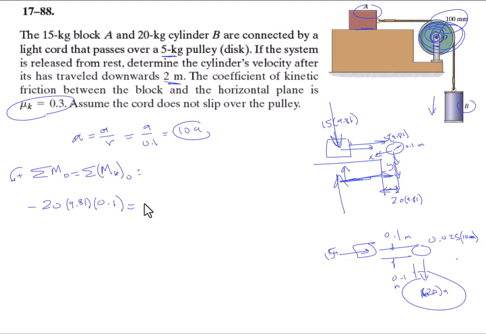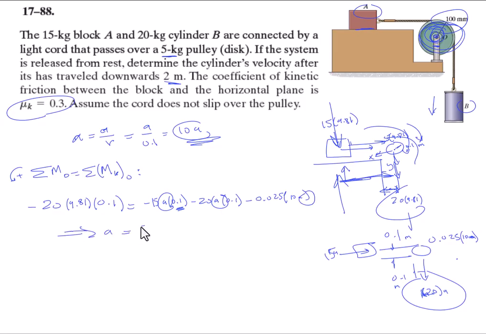So this is 1 minus 15a times 0.1, and we can drop the 0.1 from all of them. This one is in this direction, and this one also in this direction, so minus 20a times 0.1, and don't forget the 0.025 of the pulley, 10a, same as we calculated here. So you have one unknown, the only unknown, and this a will be 5.232 meters per second squared.